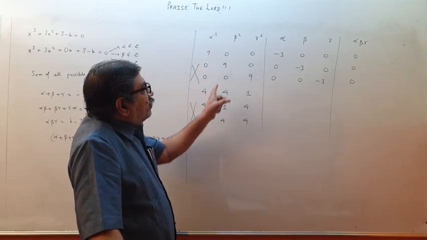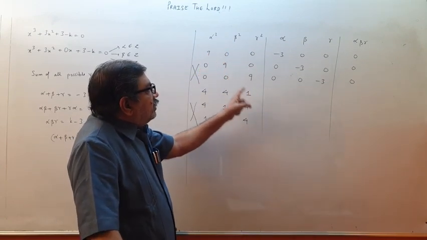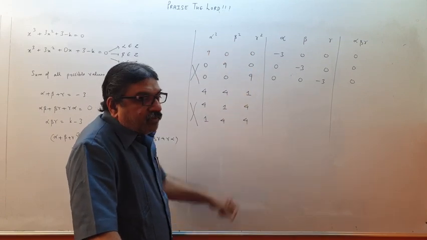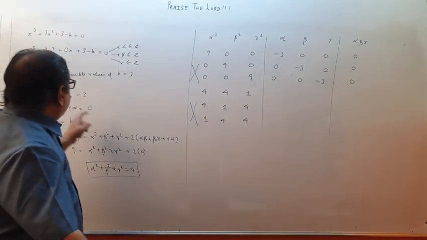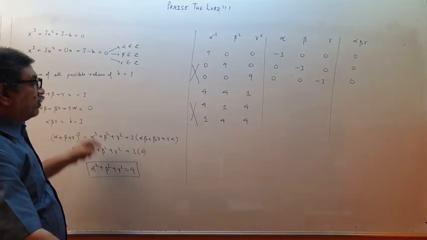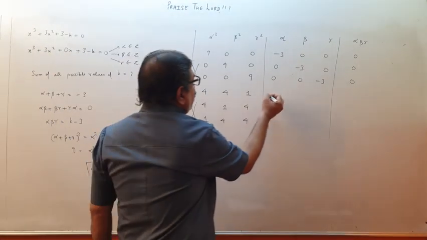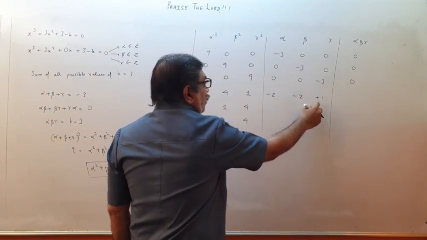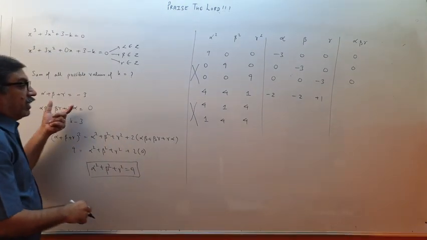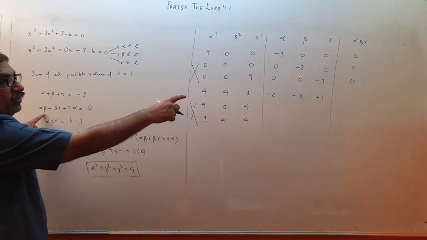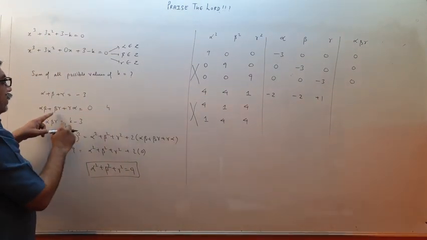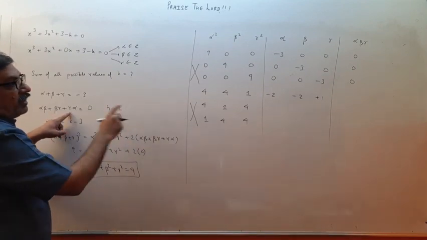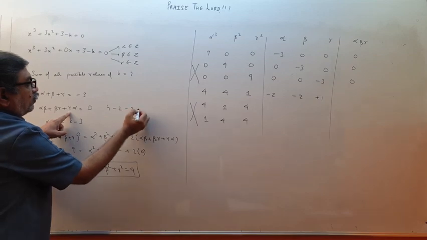So alpha square is 4, beta square is 4 and gamma square is 1. So alpha can be plus minus 2, beta can be plus minus 2, gamma can be plus minus 1. Again we have to think that the sum should be minus 3 and this should be 0. So what I do is I take alpha as minus 2, this as minus 2 and this as 1. So minus 4 plus 1 will be minus 3. And see now alpha beta, minus 2 into minus 2, 4. Beta gamma, minus 2 into 1, minus 2. Gamma alpha, minus 2 into 1, minus 2, that is 0.